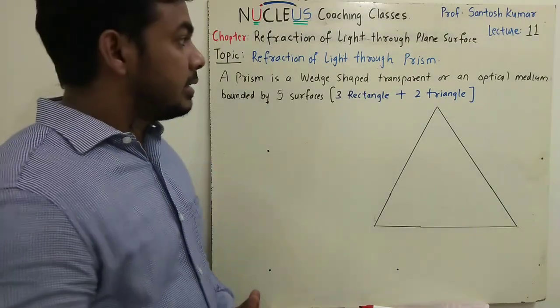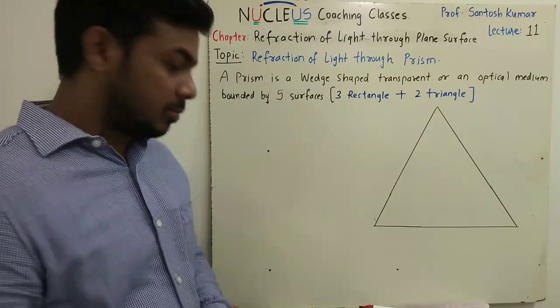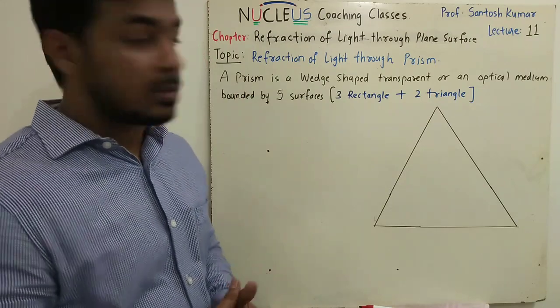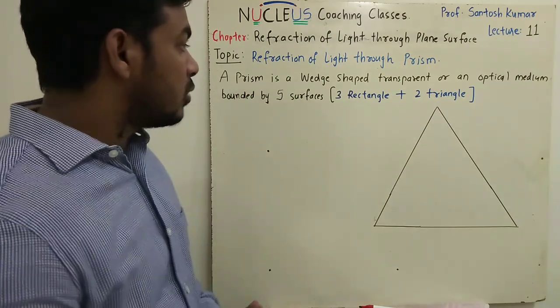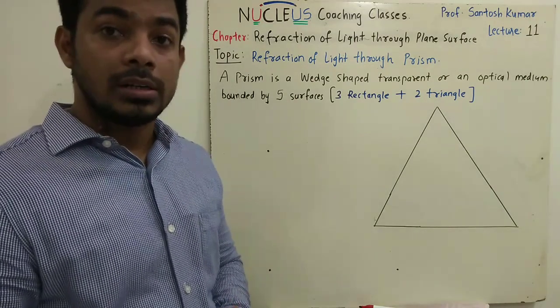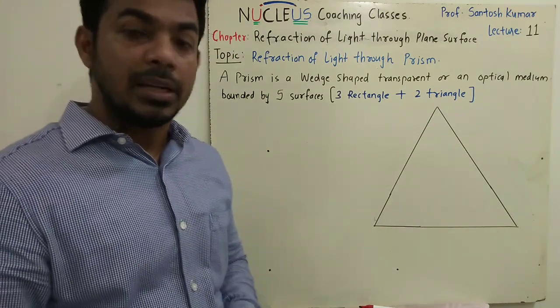Hello everyone. In this section we'll learn about prism and refraction of light through prism. So a prism is a wedge shaped, transparent or an optical medium bounded by 5 surfaces of which 3 are rectangle and 2 are triangle. Remember, it is an optical or a transparent medium, that means light can pass through it.